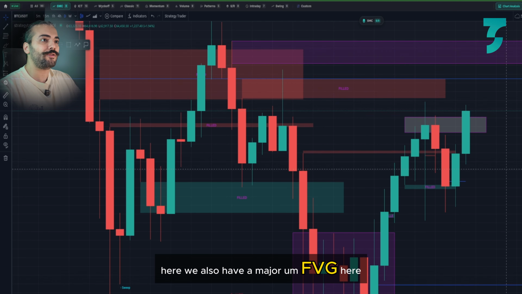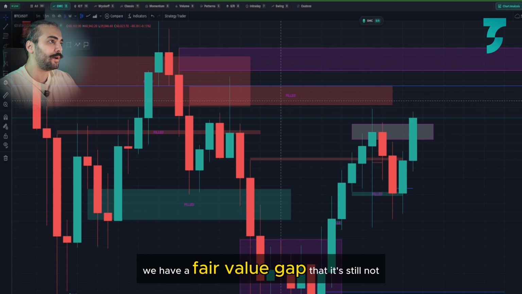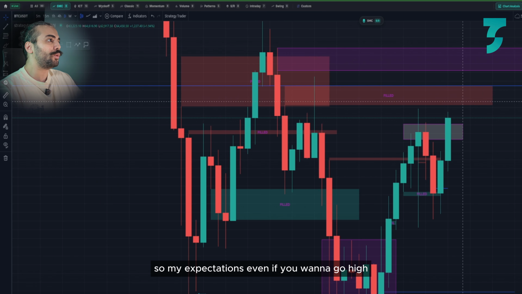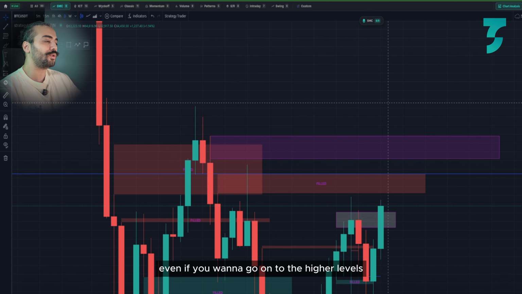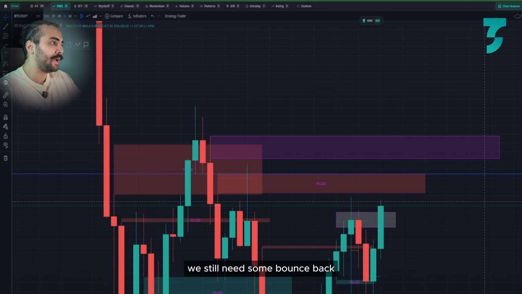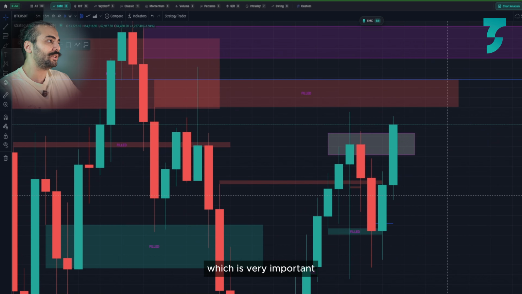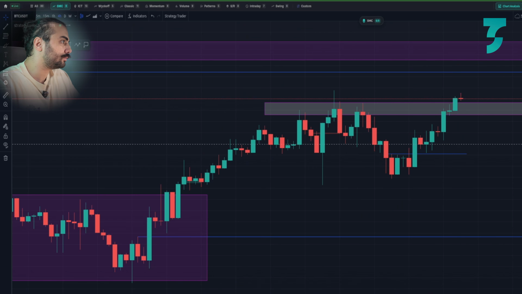Here we also have a major FVG. We have a fair value gap that has still not been filled with a full body candle. Yes, we have a shadow here, but it's not filled with a full body candle. So my expectation, even if we want to go to the higher levels, is that we still need some bounce back. There is also another FVG that we're going to talk about, which is very important. But for now, let's go to the 4-hour time frame.